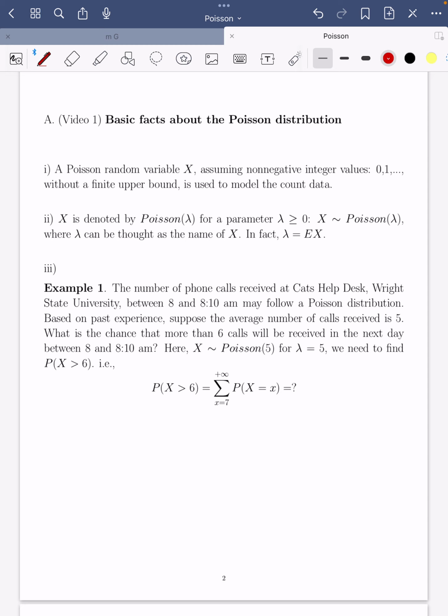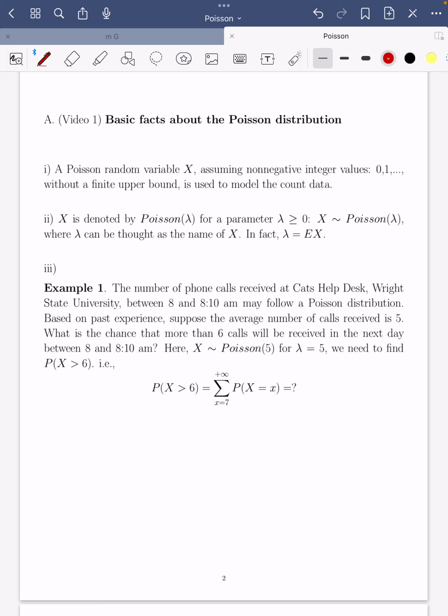We will introduce some basic facts about Poisson distribution. A Poisson random variable assumes non-negative integer values like 0, 1, 2, 3, and so on. Unlike the binomial random variable case, for Poisson random variable, there's no finite upper bound. And people use Poisson random variable to model the count data in real data analysis.